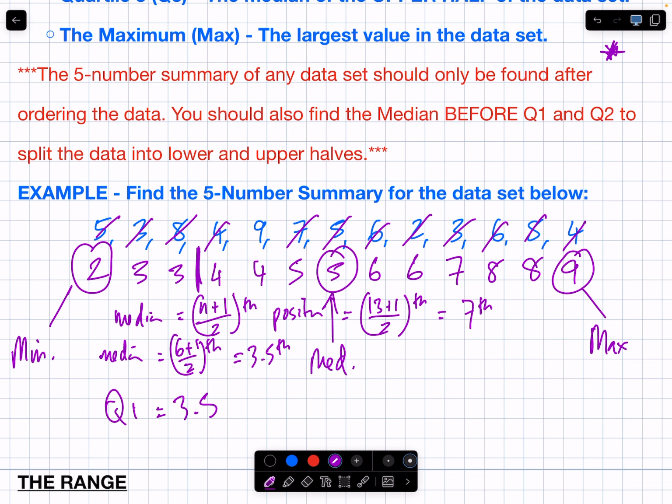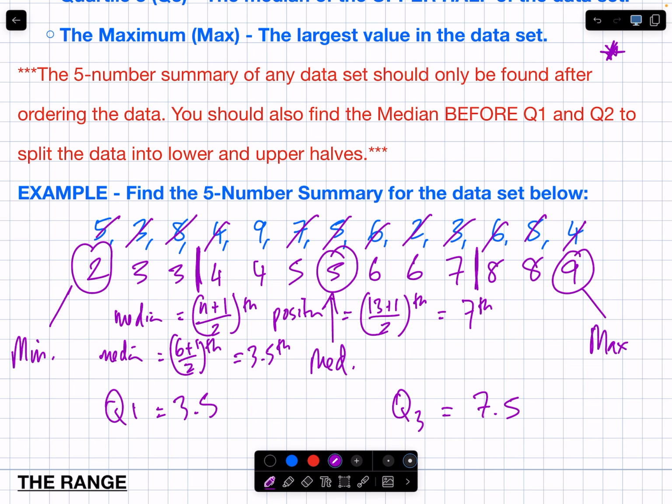And I can use this same formula. This still applies. Because I split it correctly, there's also 6 numbers at the top. So what's the 3.5 position in the upper half? It's between what? 6 and 7 or 7 and 8? 7 and 8. So Q3 is going to be, what's exactly halfway between 7 and 8? 7.5. So those are your answers.